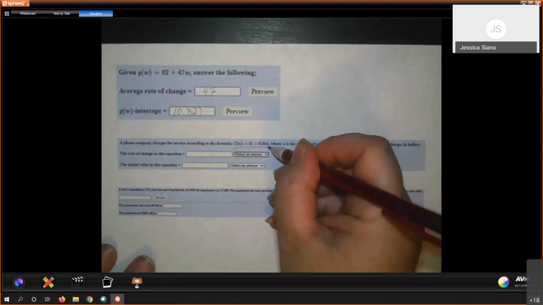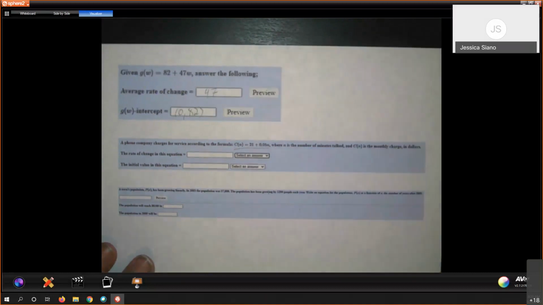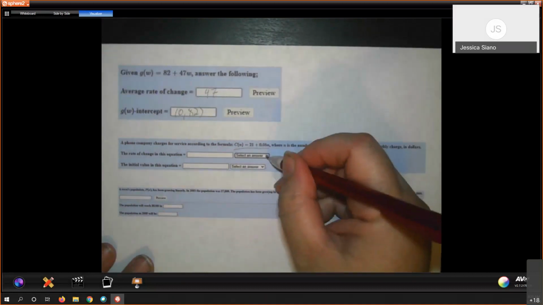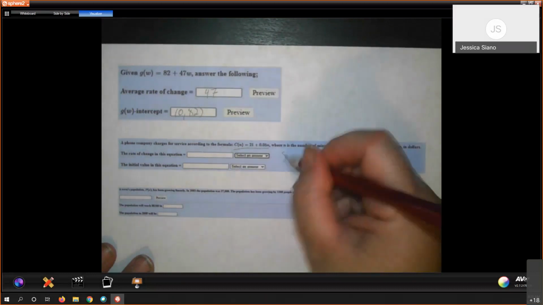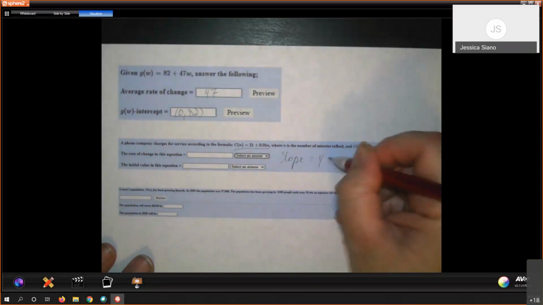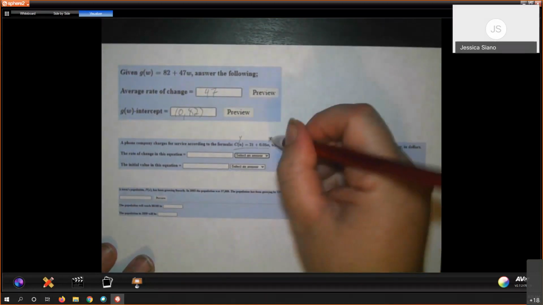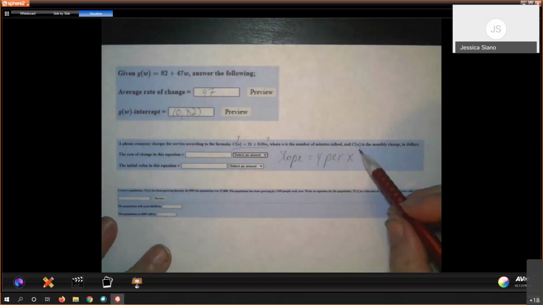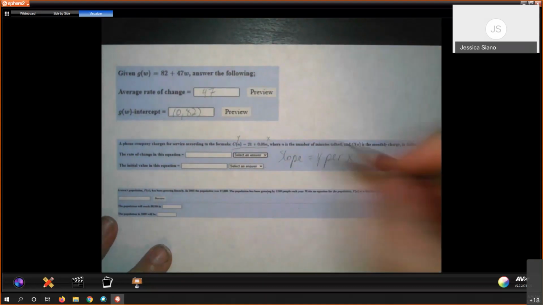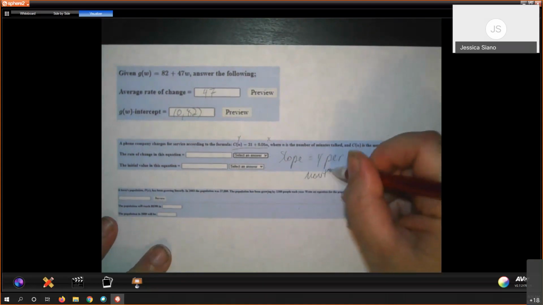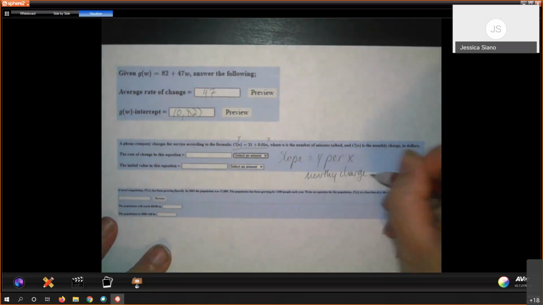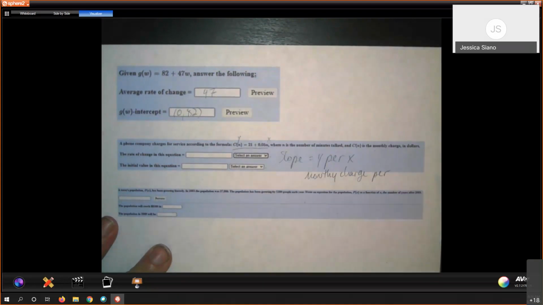So again, here we go. Now, if they ask you for units, which is what they want here, the slope is always y per x. Keeping in mind that this is y and this is x. So if this says C of n is a monthly charge, that's my y. So that's a monthly charge per n. Nope. Per n is the number of minutes talked. Monthly charge per minute.